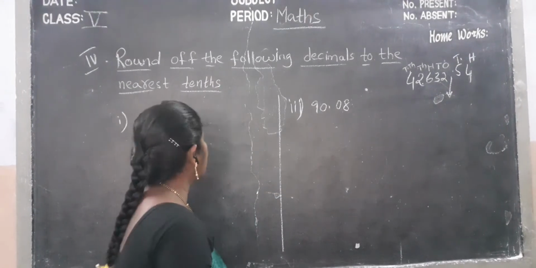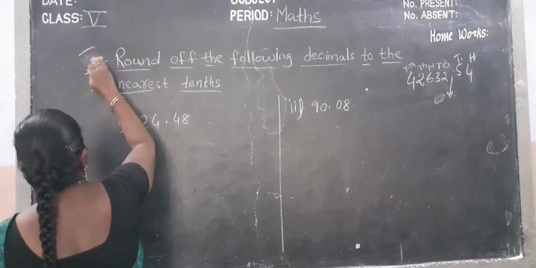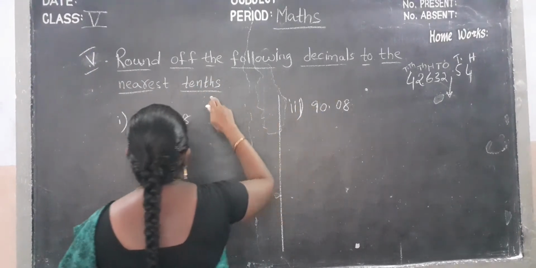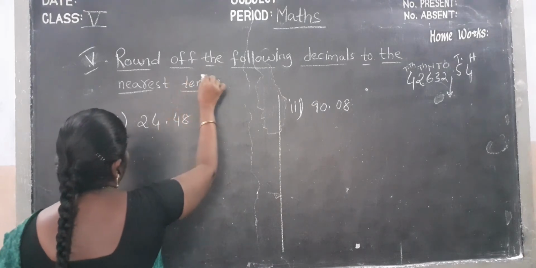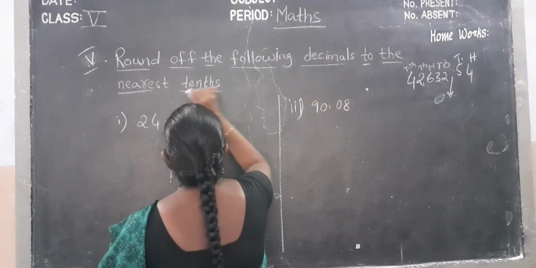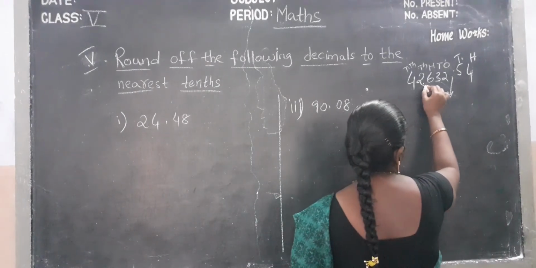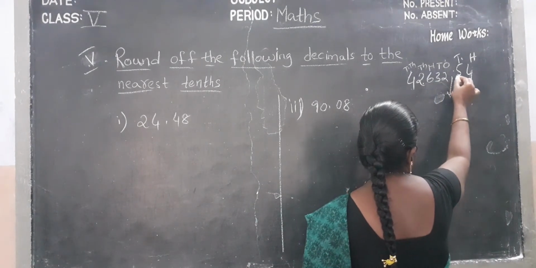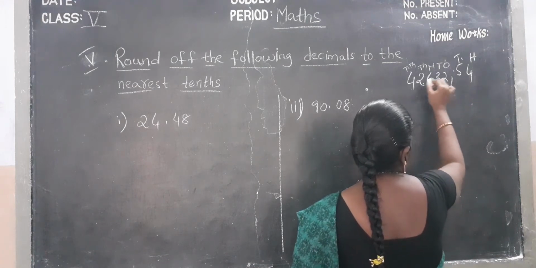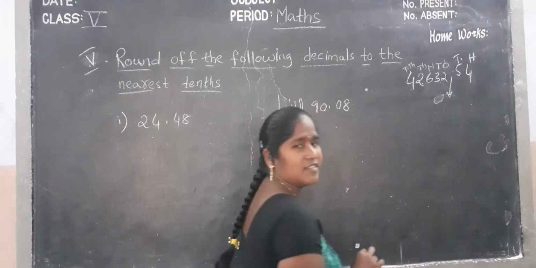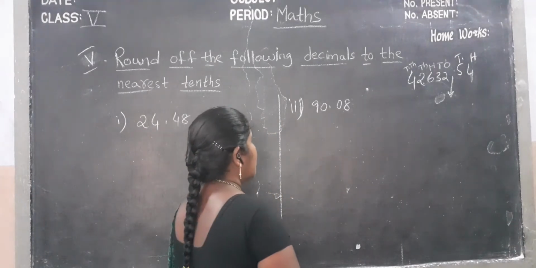Next one, see children. Round off the following decimals to the nearest tenths. What is that, children? Round off the following decimals to the nearest tenths. See children, here is one example, children. 42,632.54. See children, here this one is tens place and this one is hundreds place.